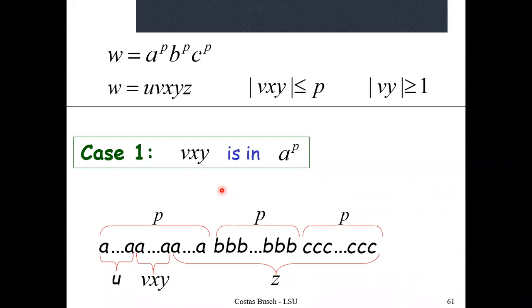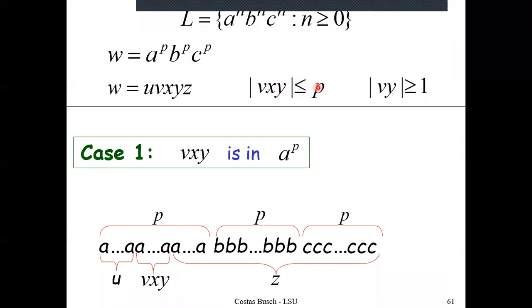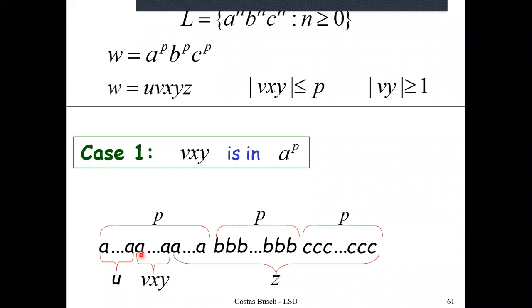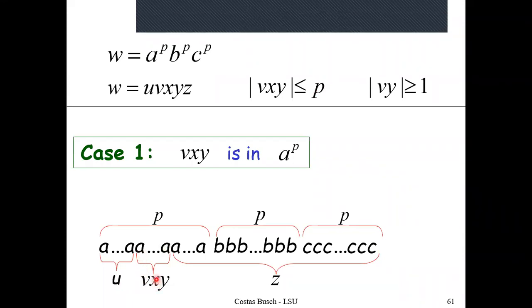देखिए, I said that I'm bound to have this constraint that the length of Vxy is bounded above by P. So I'm considering various cases, and the first case is that the Vxy substring is completely contained in the train of A's, as is shown in this diagram. So I would have V consisting of some A's, X consisting of some A's, and Y consisting of some A's. But can somebody tell me what sort of contradiction I'm going to?